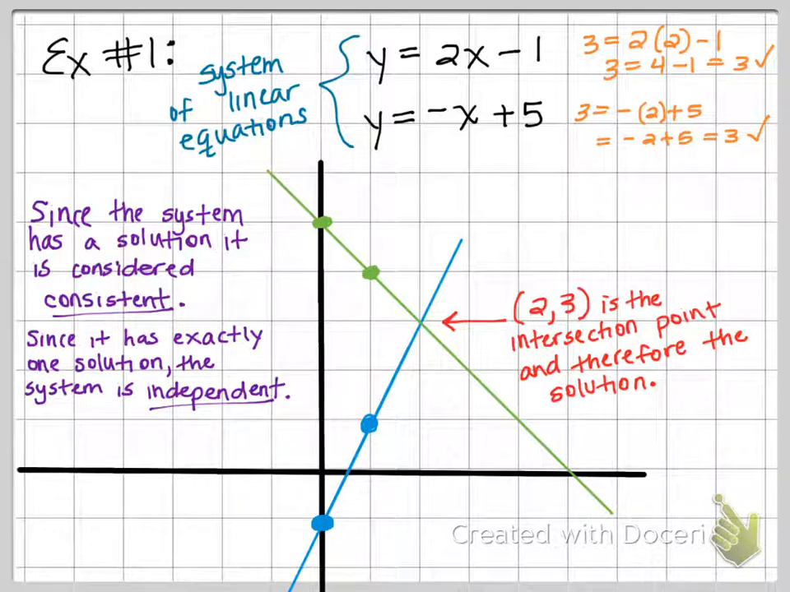So on the top one, 2 times 2, which is the x value, is 4, minus 1 is 3. My y value is 3. So the left and right side of the equation of the equal sign match. On the second one, once again I plug in 2, negative 2 plus 5 is 3, and that was the y value. So if it only works for one of the equations but not the other, that is not your solution. That point has to work for both or all of the equations in the system for it to be your solution.